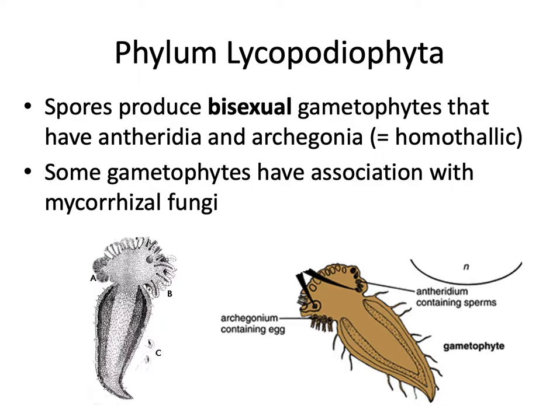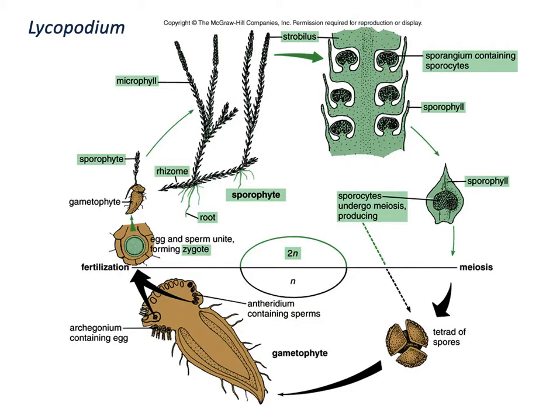The Lycopodiophyta has spores that produce bisexual gametophytes that have both antheridium and archegonium regions on it. Therefore, it is referred to as homothallic. Now, these gametophytes are super small, so they often have a mycorrhizal fungus relationship. Here we can see the overall life cycle. Now, we want to be familiar with this, but it's really the ferns that we want to memorize every single part of the life cycle for this course.